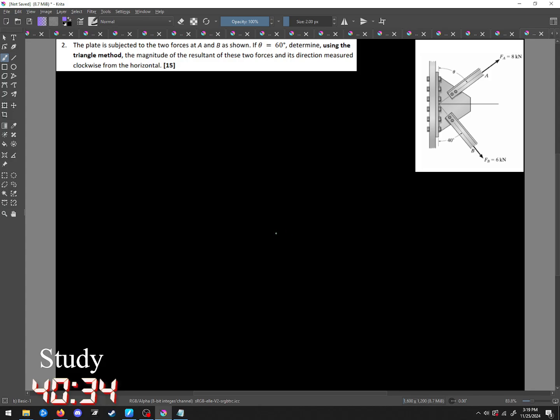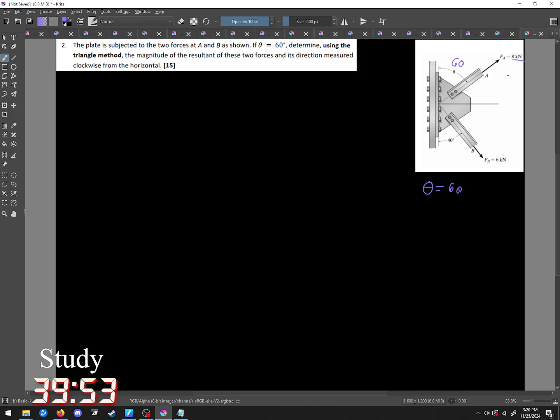So here, the plate is subjected to two forces at A and B as shown. They say that theta equals 60, and that's right here. Using the triangle method, they asked for a very specific method here. They want the magnitude of the resultant between these two, and its direction measured clockwise from the horizontal. Let's identify which one's larger.